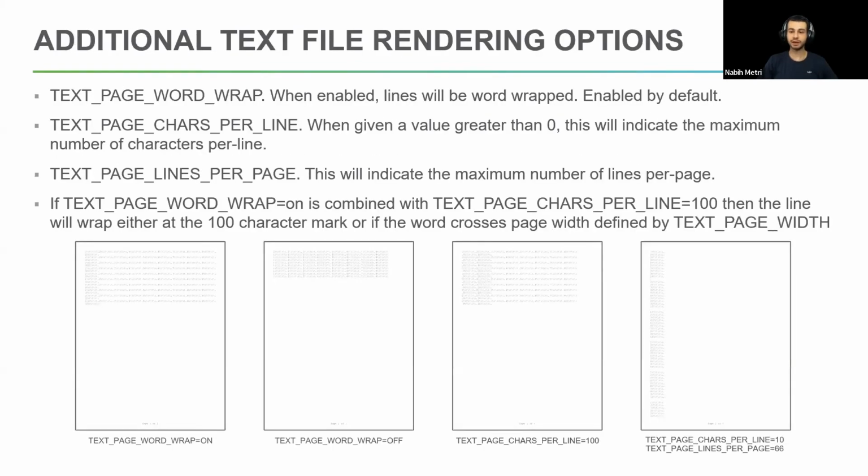So we've now added additional text file rendering options. You can now control word wrap, characters per line, and lines per page in any combination that you want. So an existing option that can have an impact is the text page width. So when combined with word wrap and characters per line, the page width will help determine where the line should be wrapped.